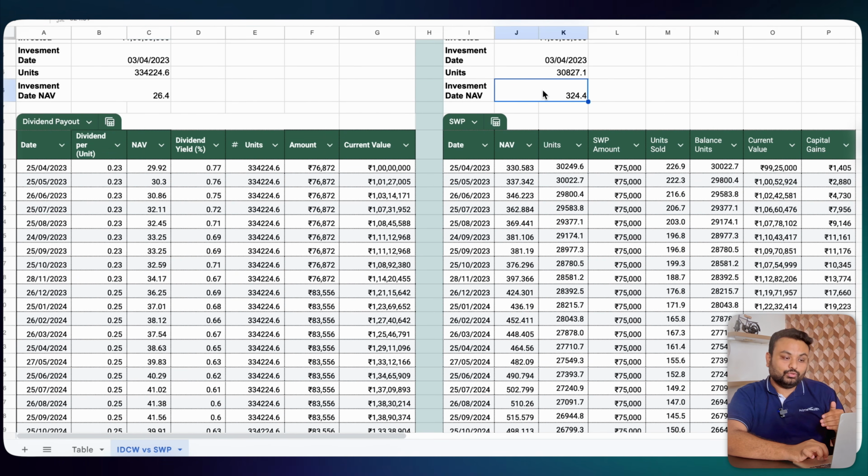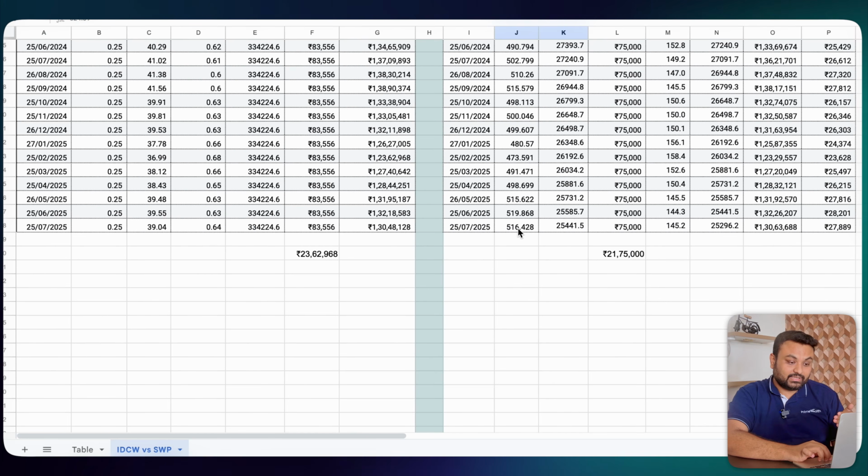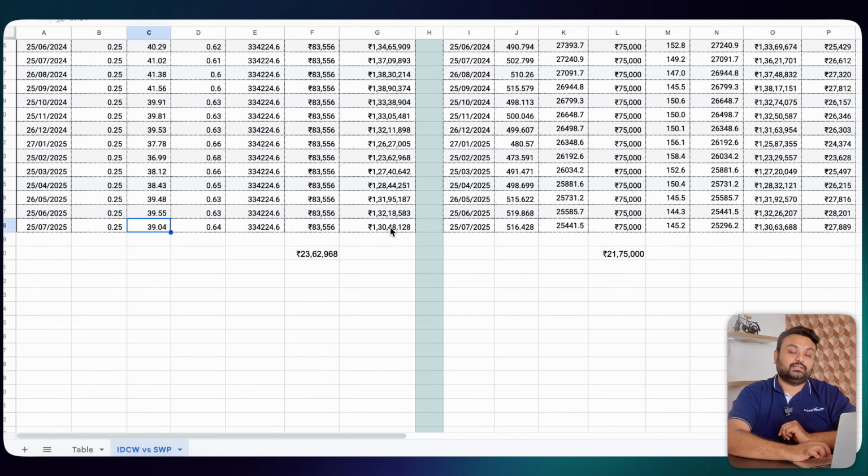And in case of growth, we started at 324 and the NAV currently is 500. So the growth in NAV is very high in case of growth mode, but it's not that high in case of dividend mode. Why? Because we are withdrawing more dividend every month. But having said that, here because the number of units are constant, if you see, you have 334 units, the NAV is 39 rupees. So the current value of your investment is 1 crore 30 lakhs.